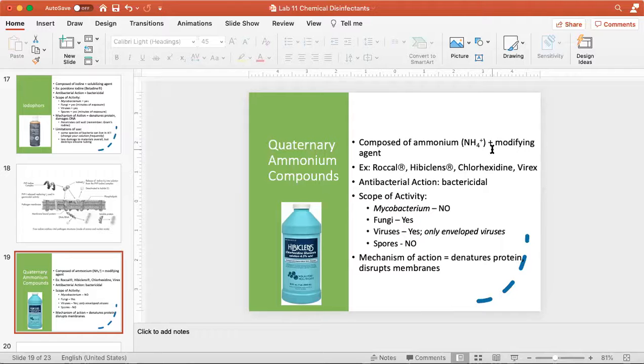Now you've probably heard about some of these. There's a brand name called Hibiclens. That's a quaternary ammonium. This is a very popular antiseptic, again, in hospitals and doctors' offices. The generic name of Hibiclens is just chlorhexidine. There are lots of different brands on the market. In long-term care facilities and hospitals, there's a chemical called Virex that's very popular for cleaning floors. That has a quaternary ammonium in it.